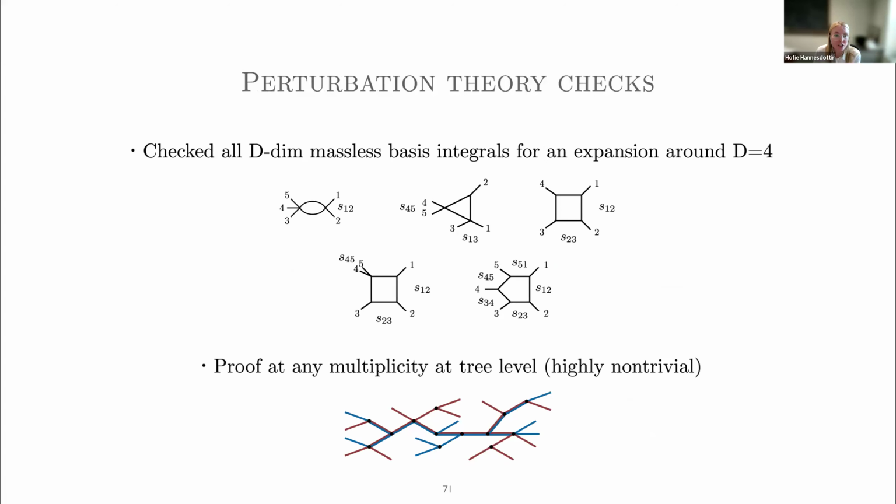What we also did is check all d-dimensional massless basis integrals for an expansion around d equals 4. So this will hold for any massless one-loop integral. The surprise was that these proofs from the 60s rely on the mass gap, but here we just checked it. We were not sure at all whether it was going to go through, but everything went through just fine. We also have a proof at any multiplicity at tree level, which again might sound trivial, but was highly non-trivial because we were precisely keeping track of the combinatorics of what the i epsilons of all these propagators were.